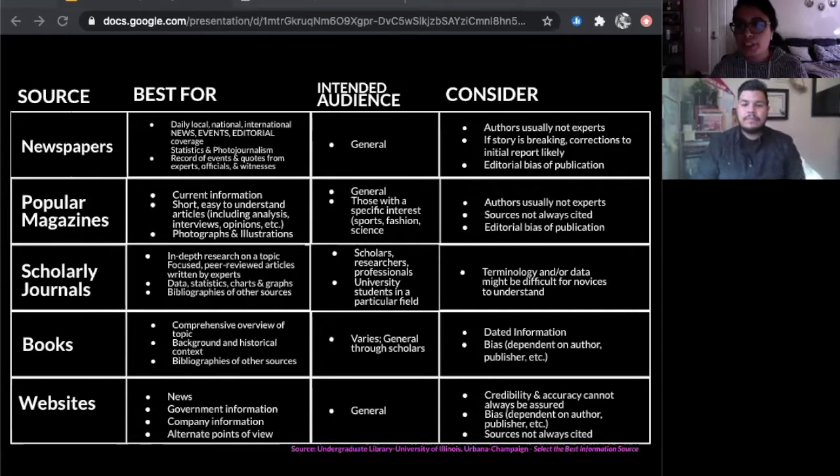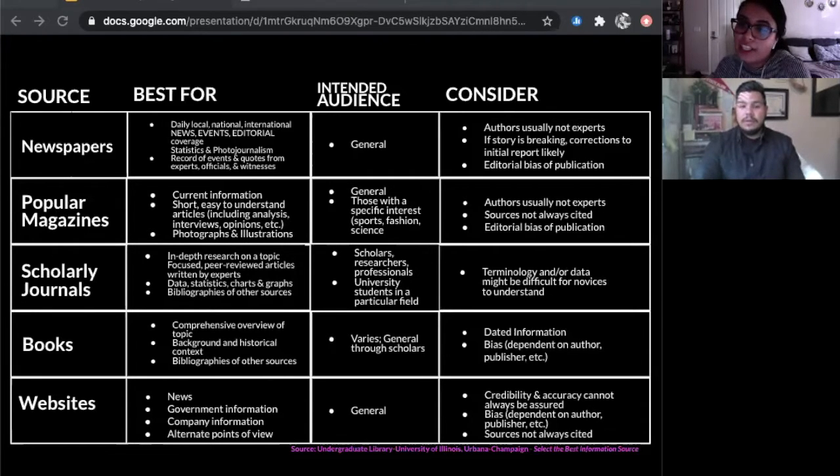So each type of source has a different purpose and a specific audience type. You need to be aware of that and also consider what you might need to watch out for when you're engaging with a specific source type. Okay, so for example, news articles are intended for the general public, whereas scholarly articles are intended for other scholars and researchers in a particular field of study. So when you're interacting with a scholarly article, you will have to keep in mind that the terminology or data might be difficult to understand for people who typically don't read scholarly articles or are not in that field.